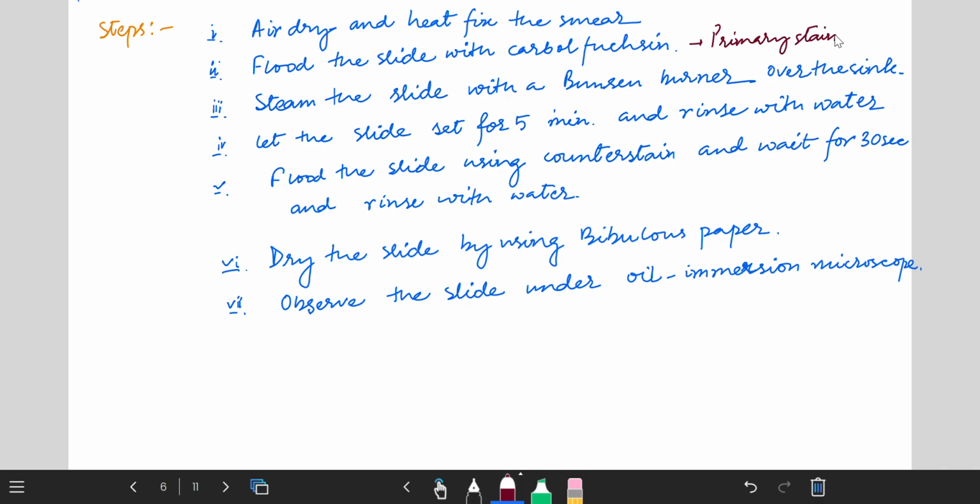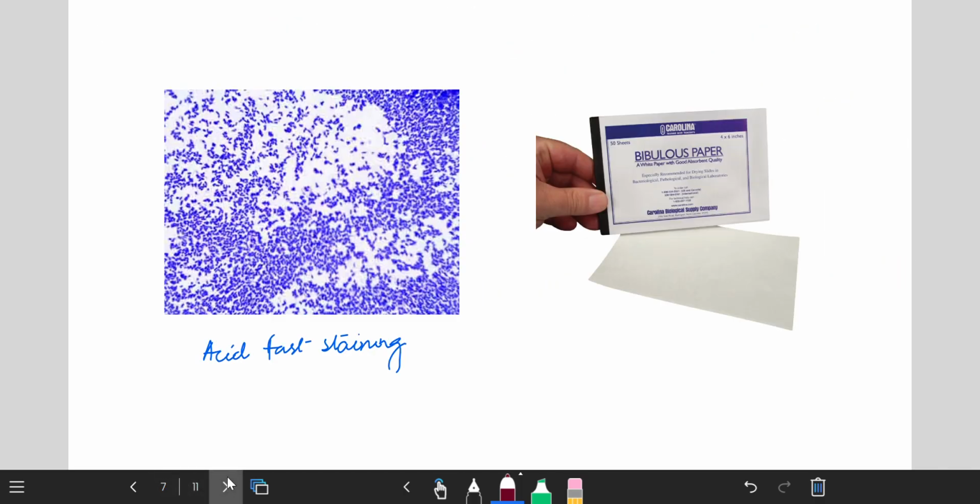In the fifth step, again flood the slide using the counter stain. What was the counter stain? That was methylene blue. Wait for 30 seconds and rinse with water. Then dry the slide by using blotting paper. Then observe the slide under the oil immersion microscope. So those are the steps. After examining, acid fast staining will look like this.